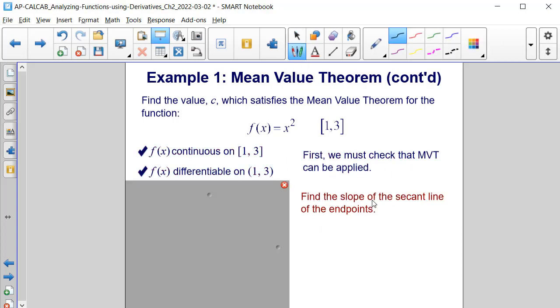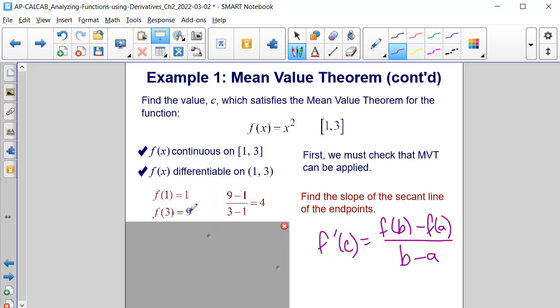The next step is to find the slope of the secant line of the endpoints. And the reason we're doing that is because the mean value theorem states that the derivative at some point c is equal to the slope of the secant line when evaluated on the closed interval from a to b. So that's f of b minus f of a over b minus a. So we have to figure out what the numerator and denominator are going to be on the right-hand side of this equation. So if we do that, we're going to fill in f of 1 and f of 3.